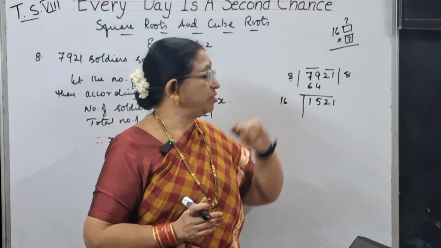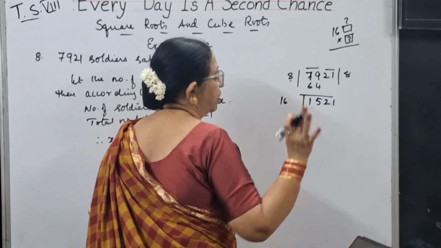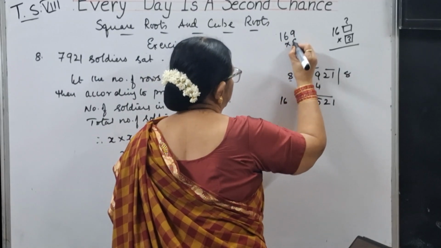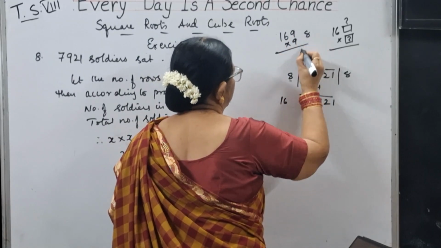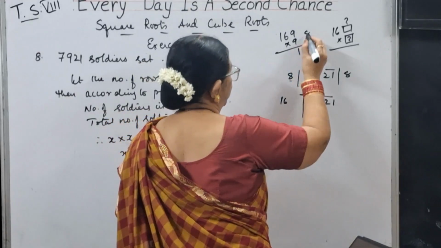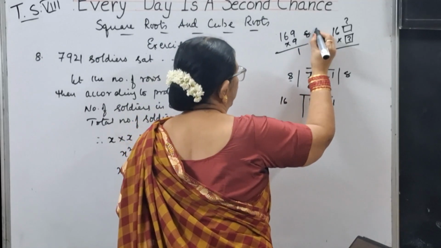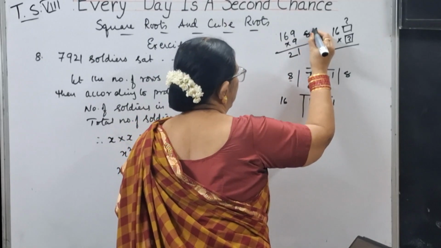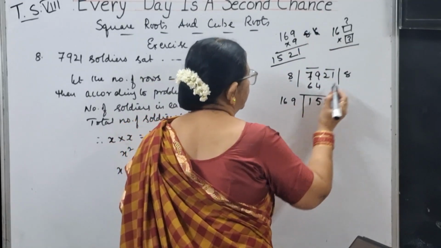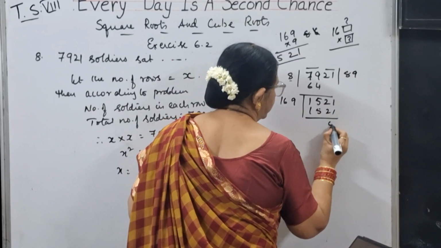If I take 161 into 1, I don't get it again. 161 only I will get. So I am not supposed to take this. So let me try with 169 into 9. 9 nines are 81. 9 sixes are 54. 54 plus 6 is 60, 62 I am getting, and 9 ones are 9, 15. See, I have got 1521. That means 169 into 9 is 1521. You will be getting 0.